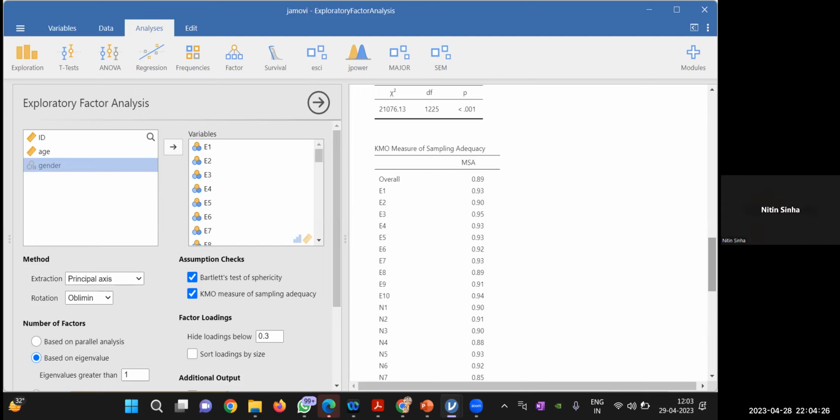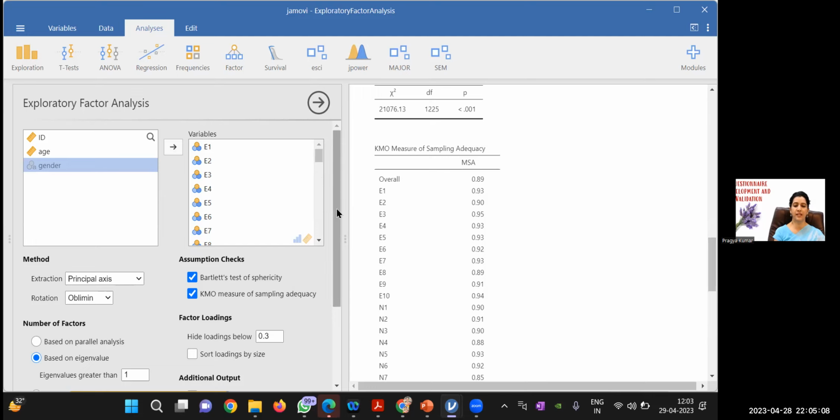And one thing, Dr. Prakash, if at the very outset the Bartlett's test of sphericity is not coming significant, suppose it is coming 0.46, then what is the interpretation? If overall it is coming 0.46, that means it is not significant, and you cannot perform EFA. The data is not suitable for EFA.